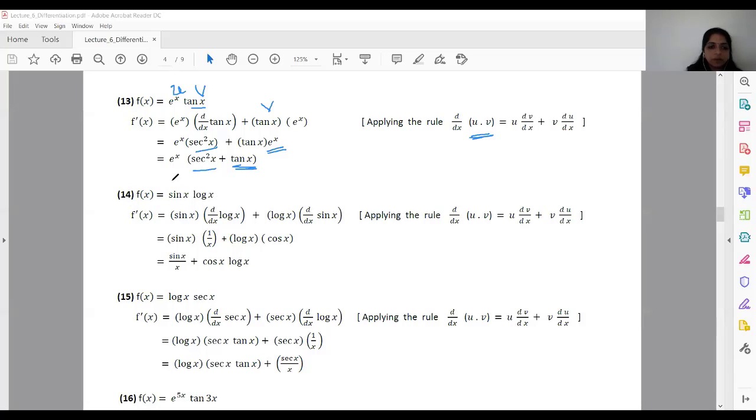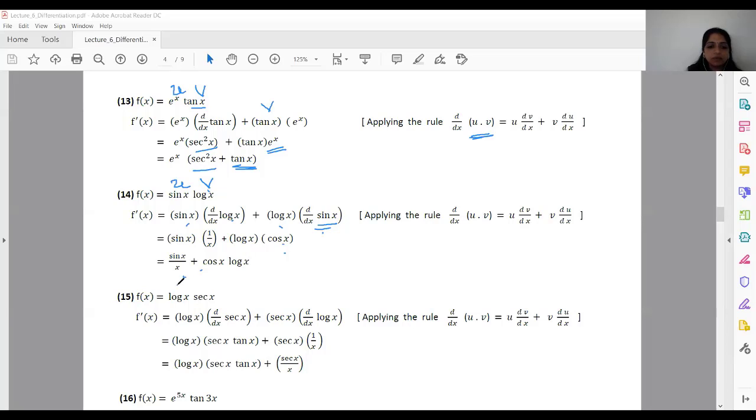In the next example, again sin x is u, log x is v. So keep sin x the same, derivative of log x, plus log x the same, and the derivative of sin x. The derivative of log x is 1 upon x, and the derivative of sin x is cos x. So after simplification, we get sin x upon x plus cos x into log x.